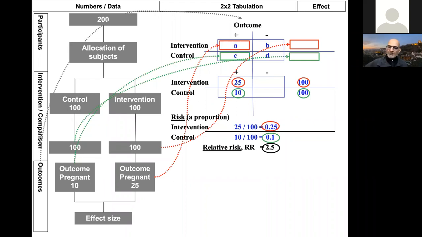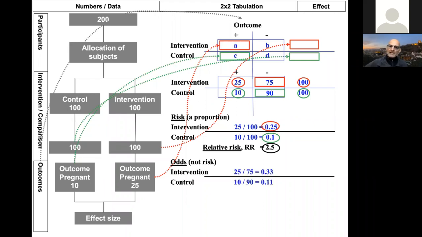And if the calculation is by another effect measure called odds ratio, using the same data, this information is captured by a number calculated from the same data set, but it's a higher number, 3.0 instead of 2.5. So the effect measure you choose impacts on the number that you present in your paper.